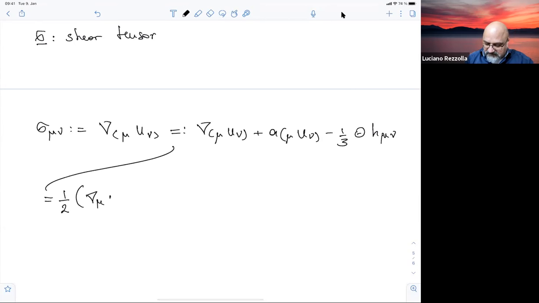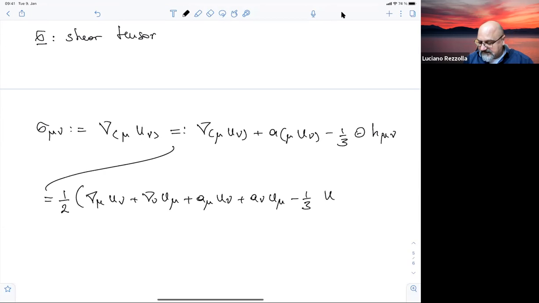So it's nabla mu U nu plus nabla nu U mu plus A mu U nu plus A nu U mu minus 1/3. Theta is defined as the divergence of the four velocities. So let me write it as nabla alpha U alpha H mu nu. Okay. I've defined theta to be nabla alpha U alpha, and this also has a name, and it's called the expansion.